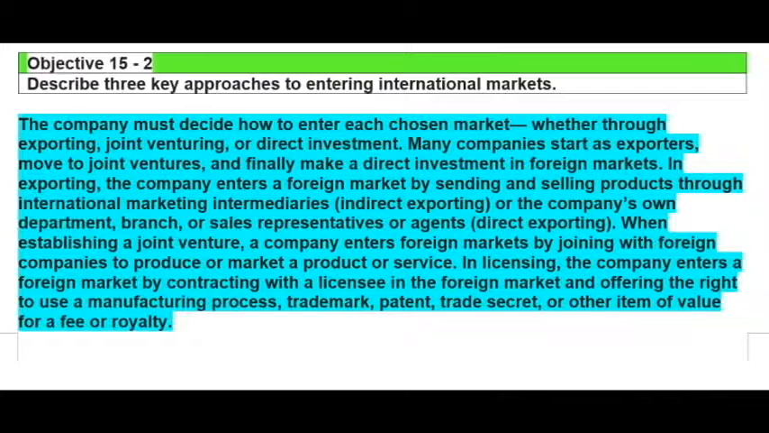When establishing a joint venture, a company enters foreign markets by joining with foreign companies to produce or market a product or service. In licensing, the company enters a foreign market by contracting with a licensee in the foreign market and offering the right to use a manufacturing process, trademark, patent, trade secret, or other item of value for a fee or royalty.